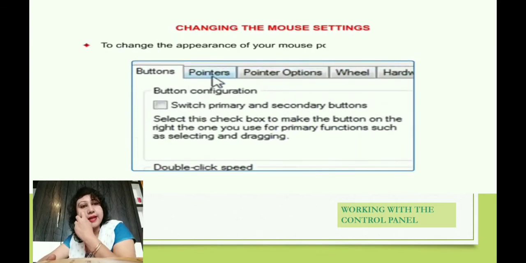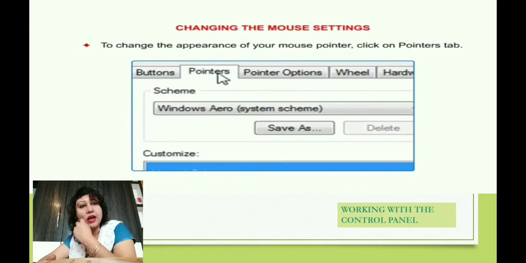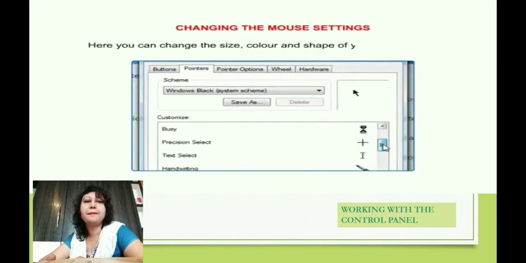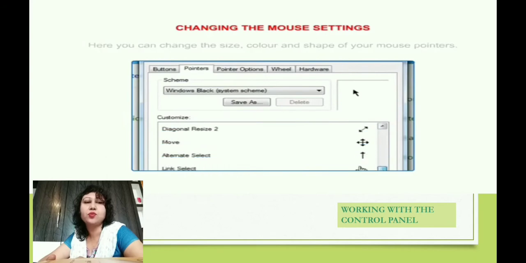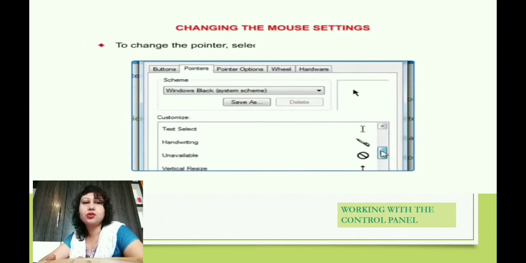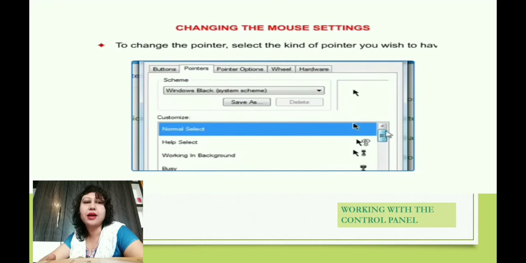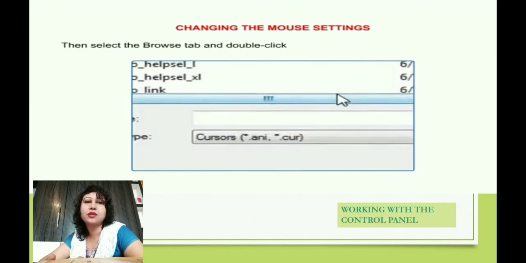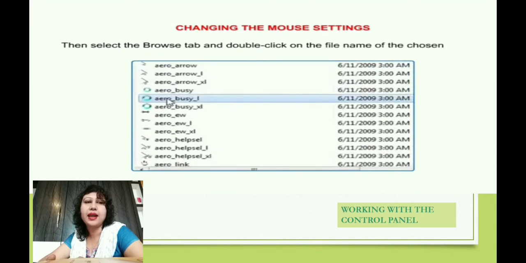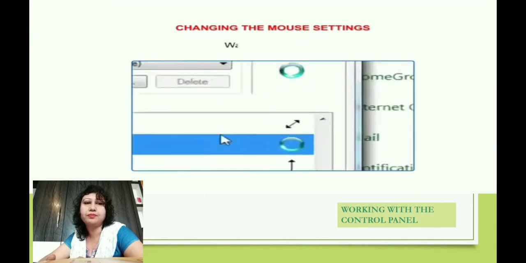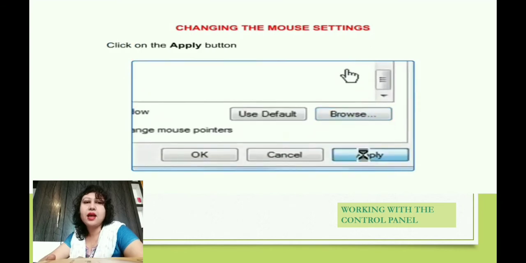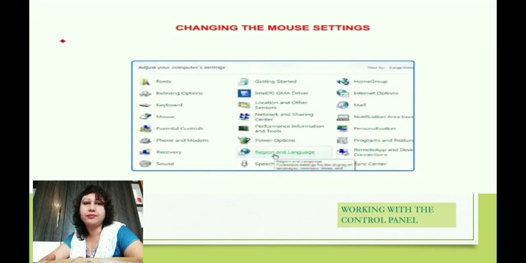To change the appearance of our mouse pointer, we have to click on the Pointers tab. Here we can change the size, color and shape of our mouse pointer. To change the pointer, we have to select the kind of pointer which we wish to have, and then select the Browse tab and double click on the file name of the chosen pointer. We can watch the preview on the screen itself, and then we have to click on the Apply button, and lastly click on OK.